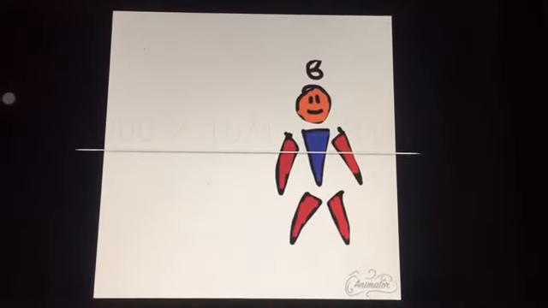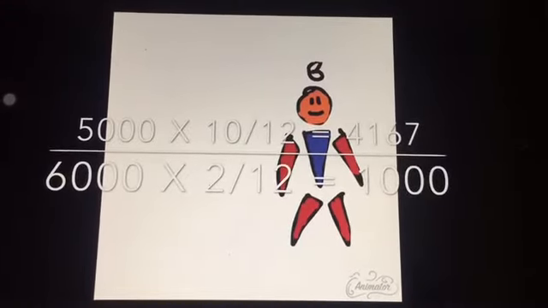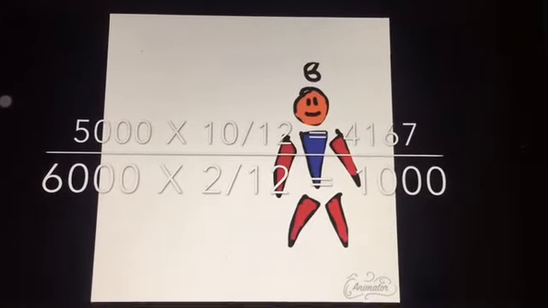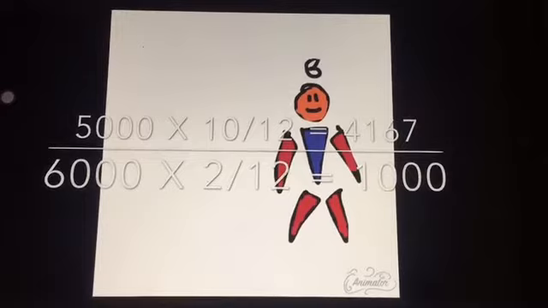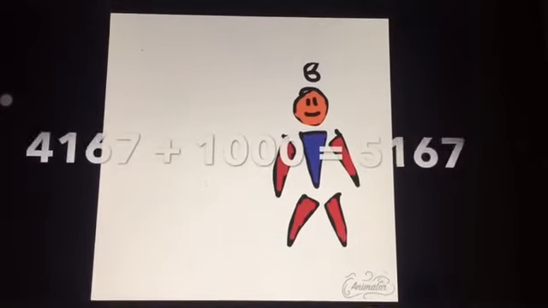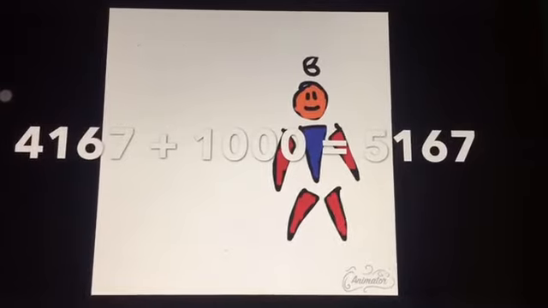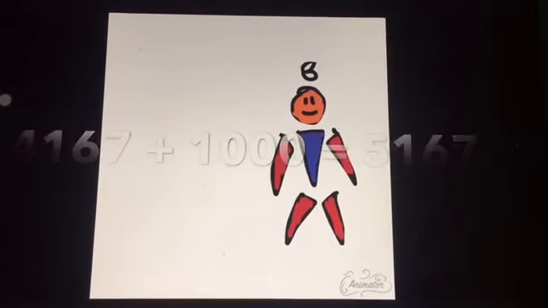And as for B, we multiply 5,000 times 10 over 12 because it is his balance until October 31. Then we multiply 6,000 times 2 over 12, which is his balance at the end of the year. So we just add 4,167 plus 1,000, and it would be equal to 5,167.